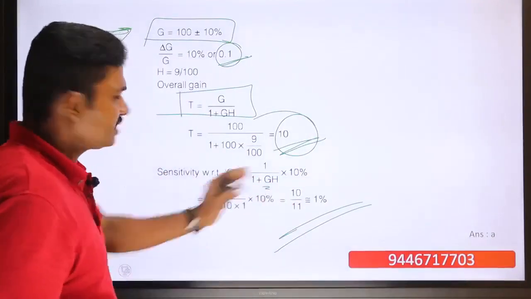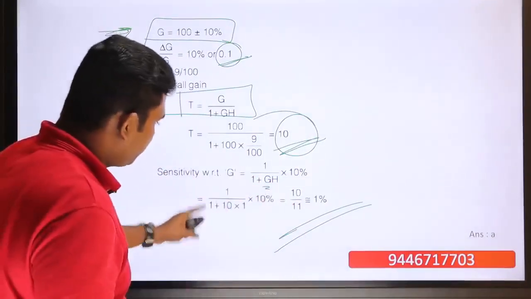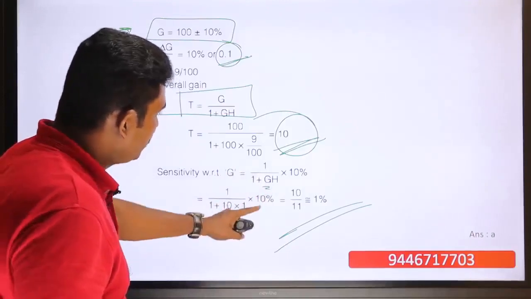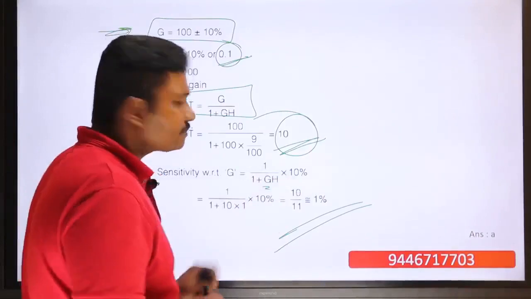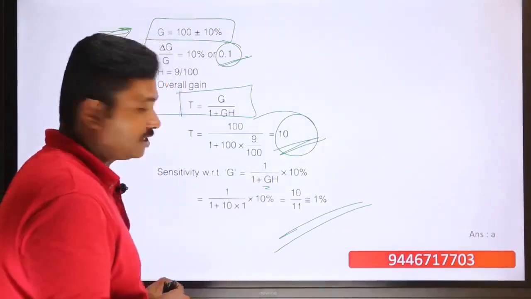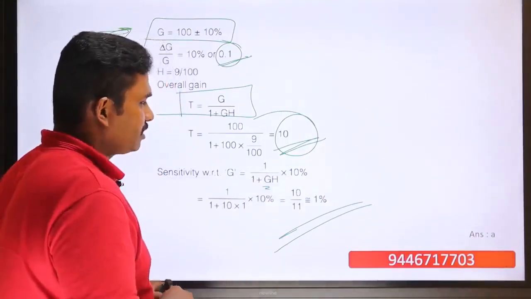And what is H? H is then equal to 1. So 1 divided by 1 plus 10 into 1 into 10% variation. Into 10% variation means 10 divided by 11, and it becomes equal to 1%. Okay. So it becomes equal to 1%.